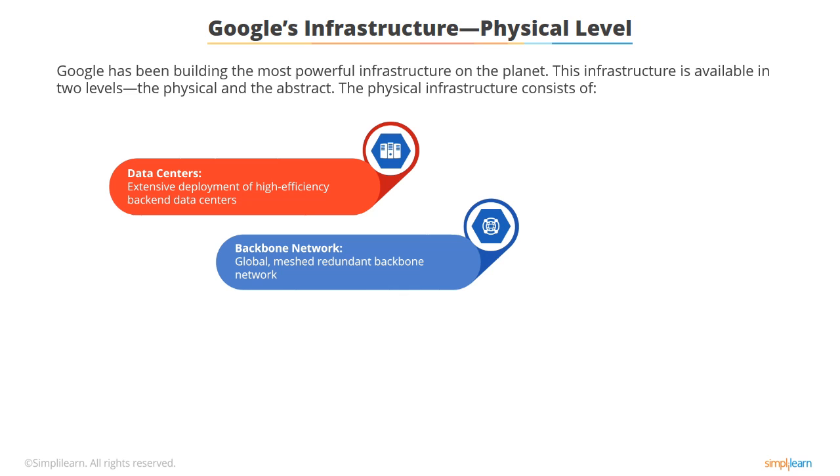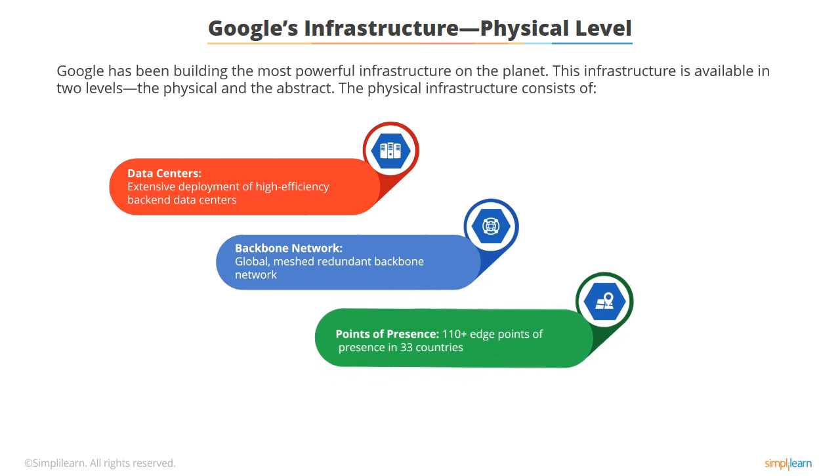They have a global, meshed, redundant fiber optic network that spans the globe. And you may have noticed in the news recently that they announced a new connection with Asia, where they've just put the fiber down. So they're actively building new connections.